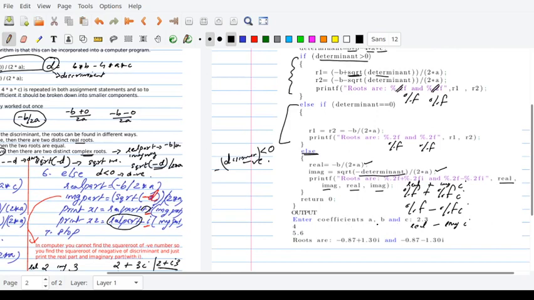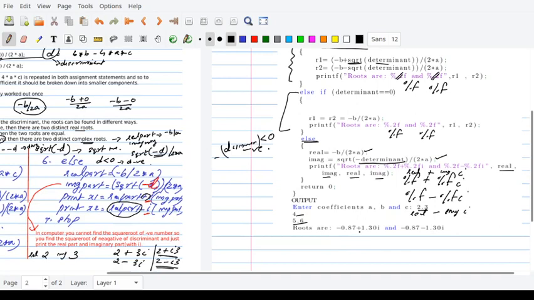Suppose my coefficients are 2.3, 4 and 5.6. I will get the roots as minus 0.87 plus 1.30i and minus 0.87 minus 1.30i. So this is my real part, this is my imaginary part. I am just printing this. So this is how you find the roots of a quadratic equation.